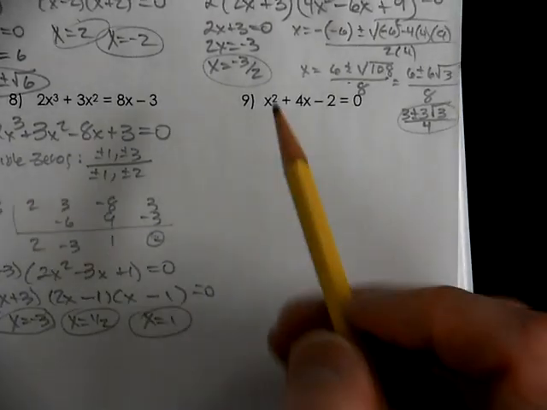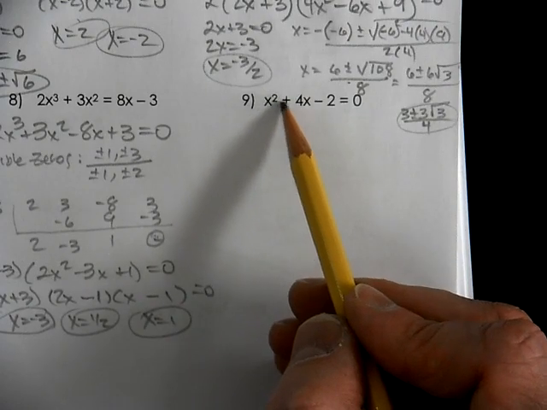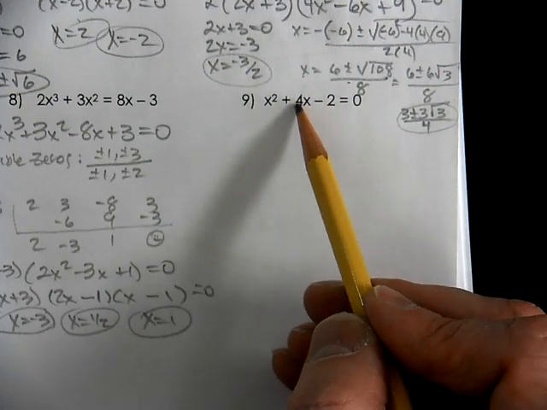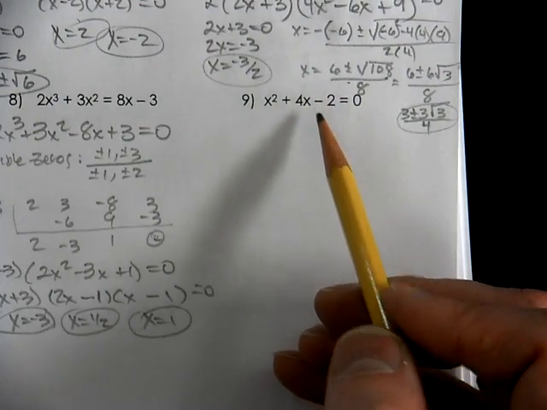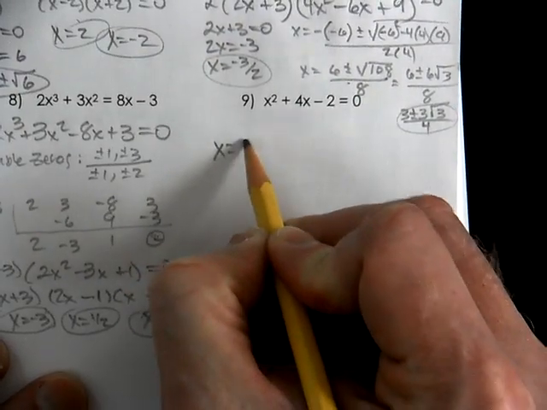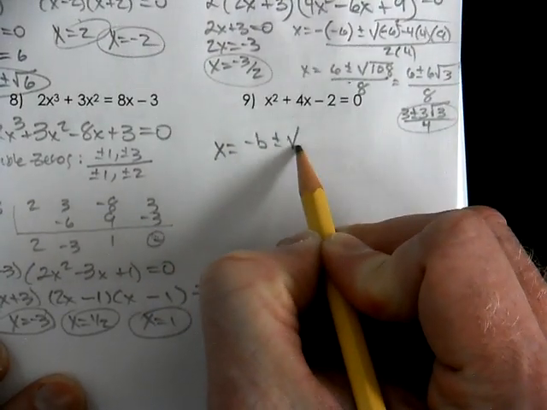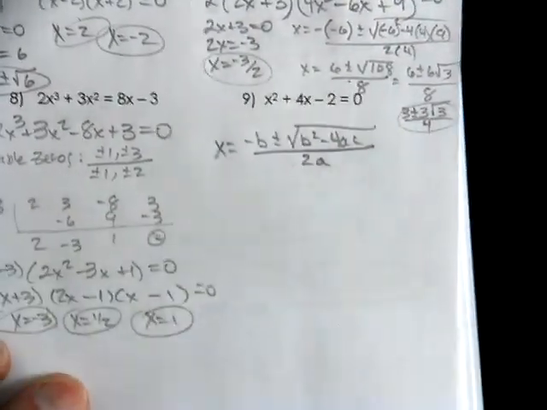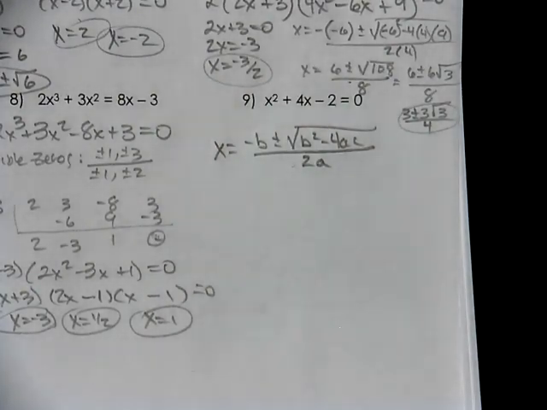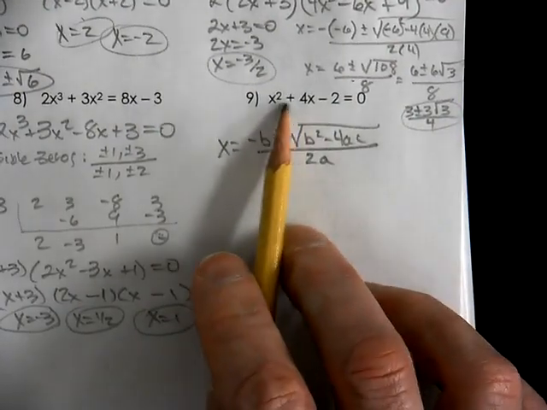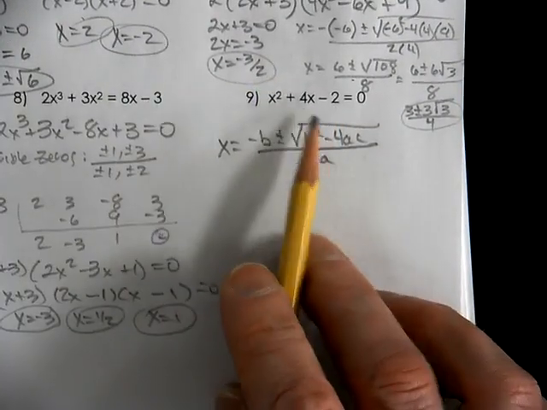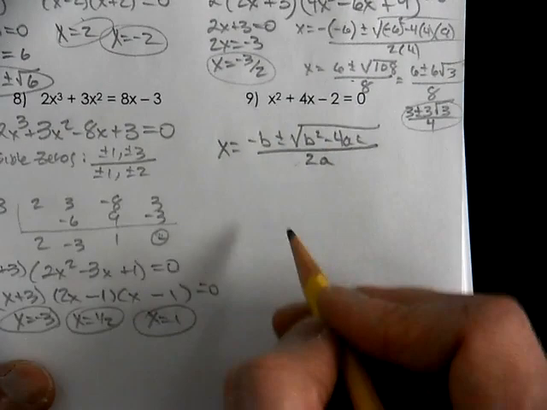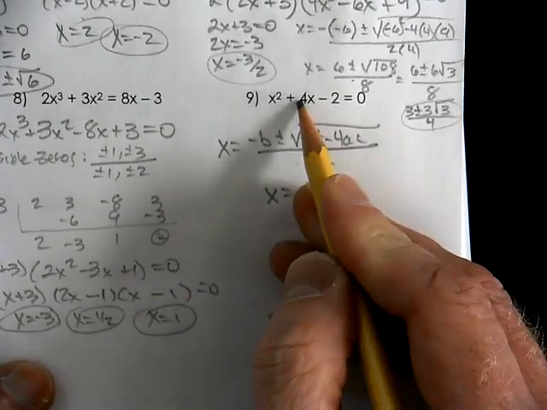So looking at number 9, I see an x squared. Alright, so what multiplies to be 2 and adds to be 4? Nothing. So I can use the quadratic formula. Remember, that's negative b plus or minus the square root of b squared minus 4ac all over 2a. That's your quadratic formula. And I can use that to solve a quadratic. Even if it's factorable, I can solve for x using the quadratic formula. Factoring is just usually considered quicker.